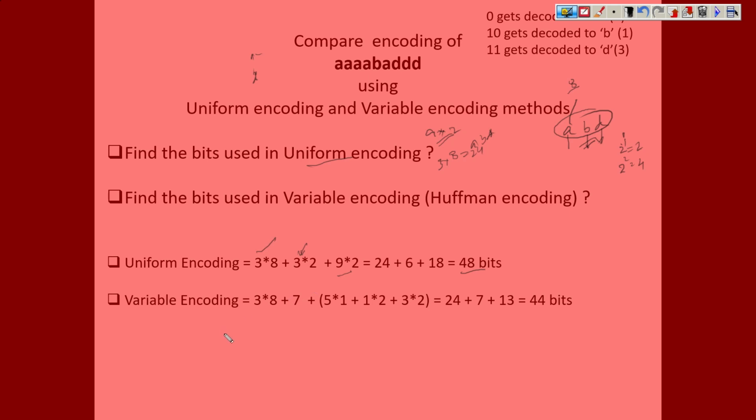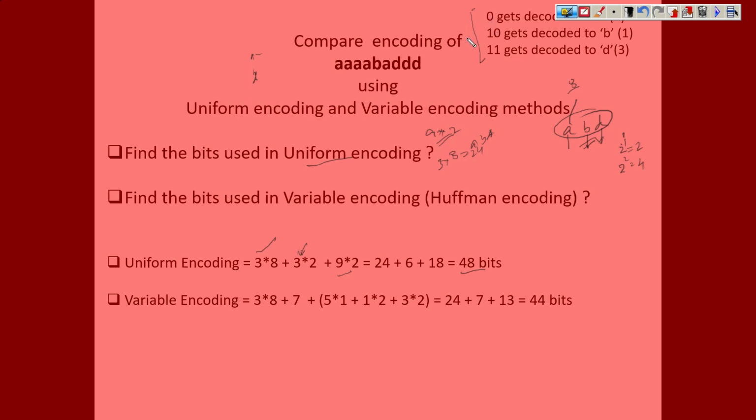Now, if we look at the variable encoding, first we need to find out using the Huffman algorithm how we are going to represent the characters. So here we have already found that we are going to represent A with 0, B with 10, and D with 11. And this also satisfies the prefix rule property. So there is no ambiguity when you decode any message using this kind of representation. So here you can see 1, 2, 3, 4, 5. Okay, so only 5 bits have actually been used here.